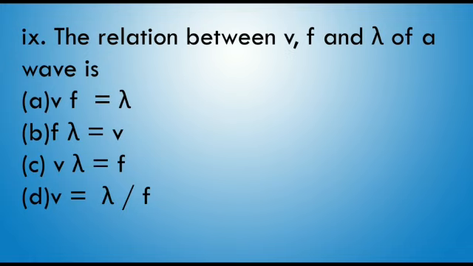MCQ number 9. The relation between V, F and lambda of a wave is. V stands for velocity, F stands for frequency and lambda stands for wavelength. What is the relationship between them? Option A, V into F equals lambda. Option B, F into lambda equals V. Option C, V into lambda equals F. Option D, V equals lambda divided by F. The correct option is B, F into lambda equals V.